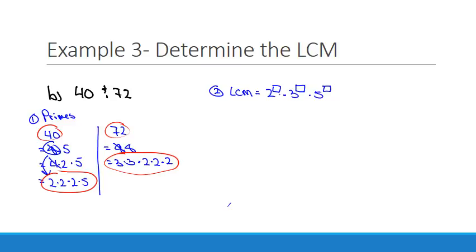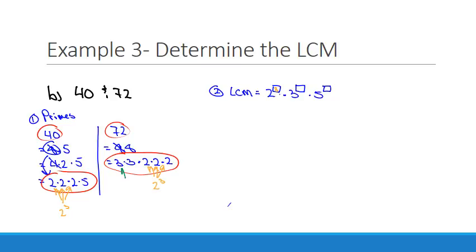Okay, the 2s. So I see 2s here. So this is 2 to the power of 3. I see 2s here as well. This is again 2 to the power of 3. So I just pick the largest number I see. So 2 to the power of 3 is what goes in my list. I don't add those together.